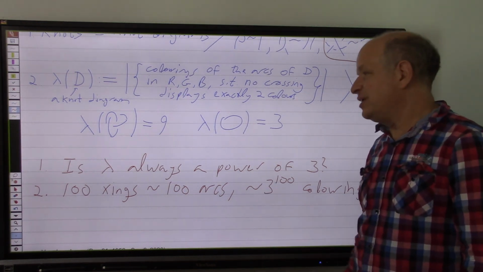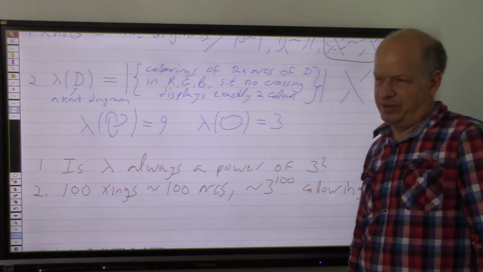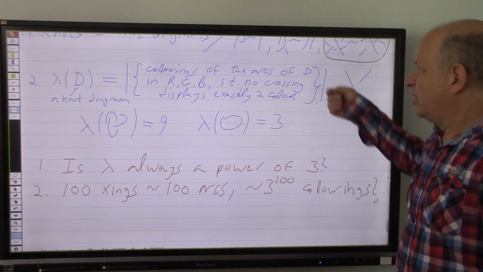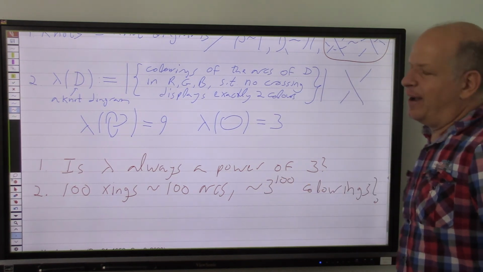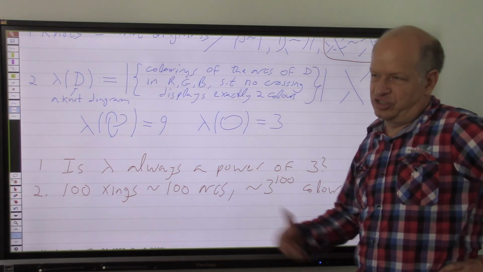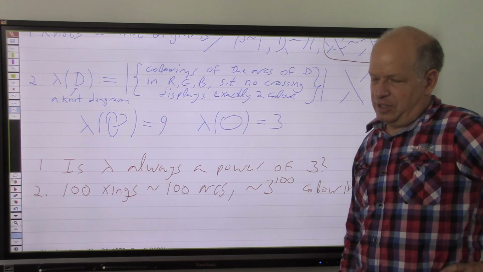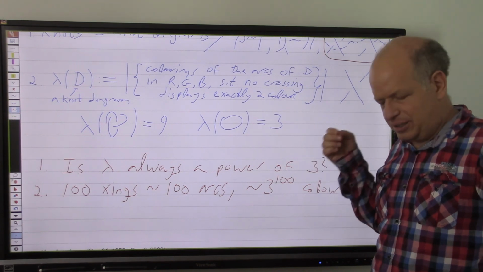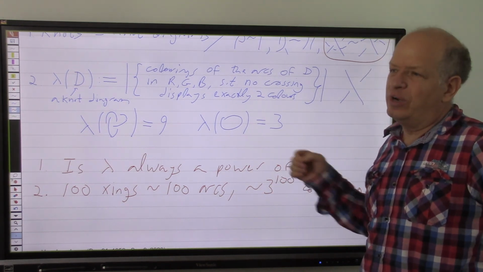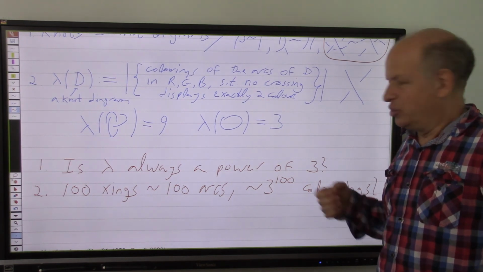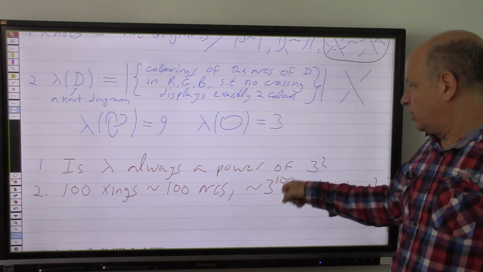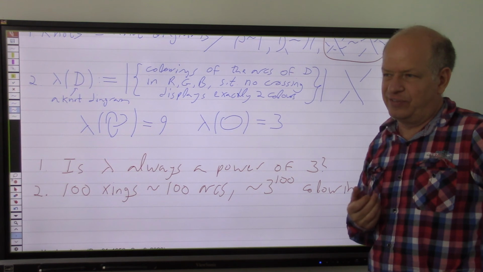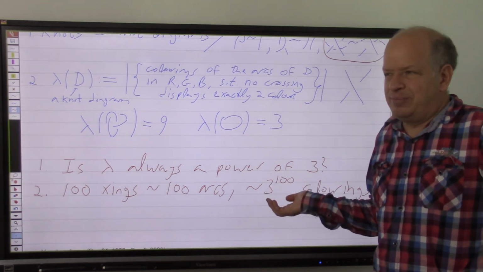And 3 to the 100 is a very, very large number. But of course, this will include the illegitimate crossings, the crossings that will display exactly 2 colors at some of the crossings. So my question is, if you wanted to count the legitimate crossings, the legitimate colors only, how long will it take you? One way to do it will be to look at all 3 to the 100 crossings, and then for each one to check if it's legitimate or not. That's relatively fast. But then you have to go over many, many possibilities.